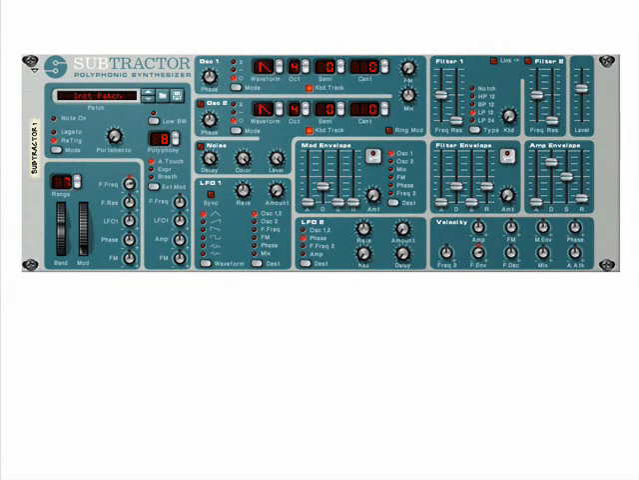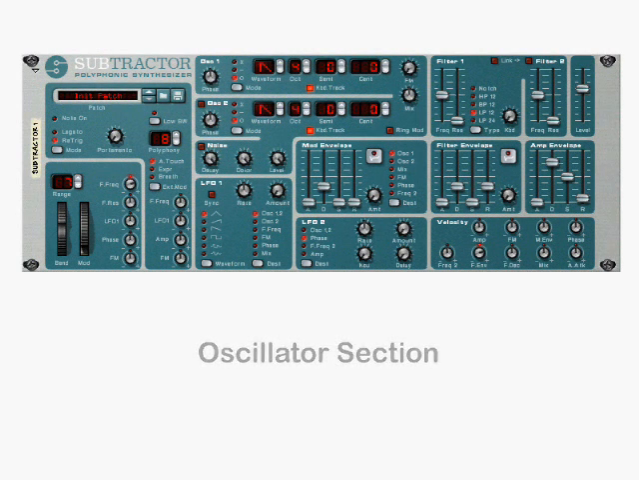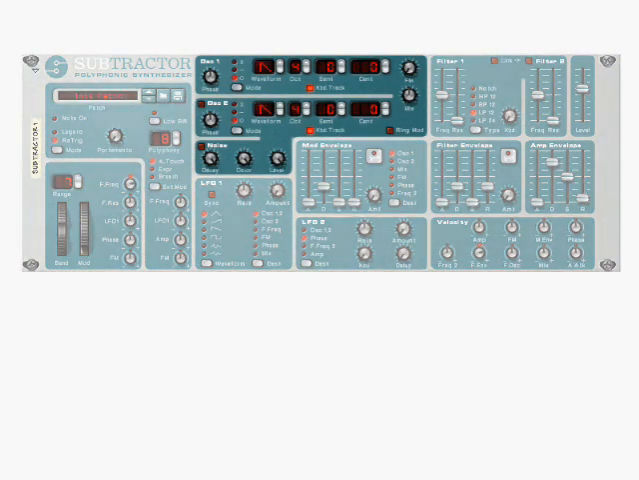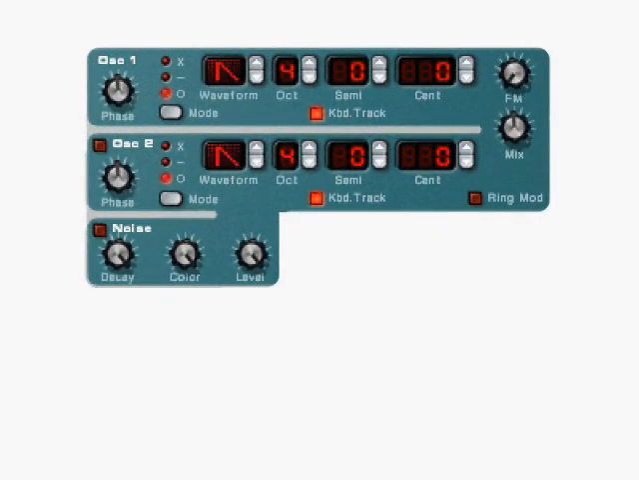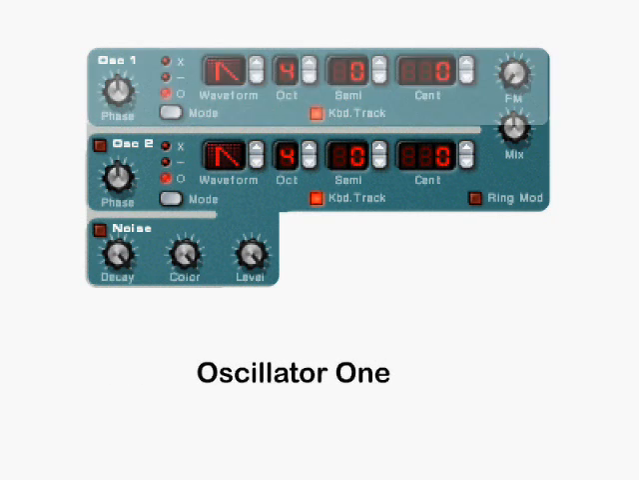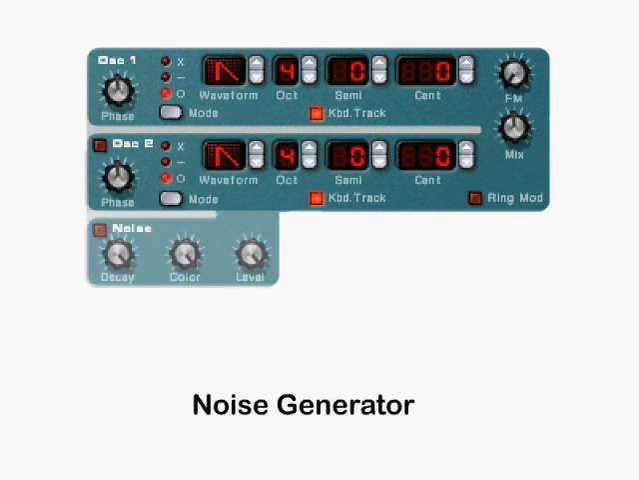This is the Subtractor, the synthesizer of reason. It has a number of sections, as does any synthesizer. I'll go into these sections in more detail. But first, let's have a look at the oscillator section. The oscillator section is the heart and soul of any synthesizer. It's what's used to generate the sound.